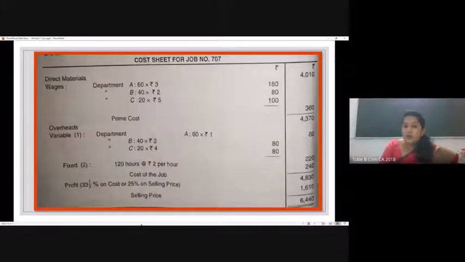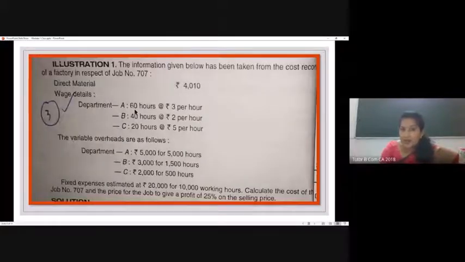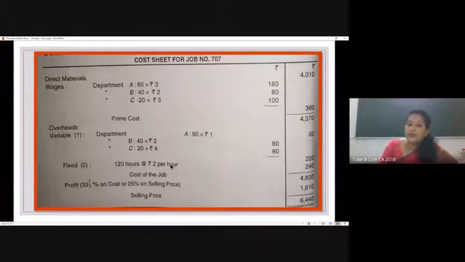So that's why we will do 120 at the rate of 2 per hour. Right? 120 hours is nothing but the total of 60 plus 40 plus 20. And the rate we get by dividing 20,000 by 10,000. So it would be 120 hours at the rate of 2 per hour. We get 240. So that's the total.